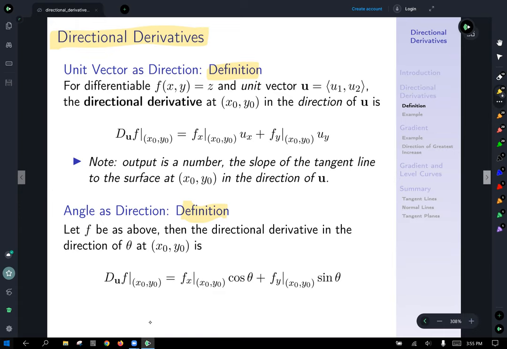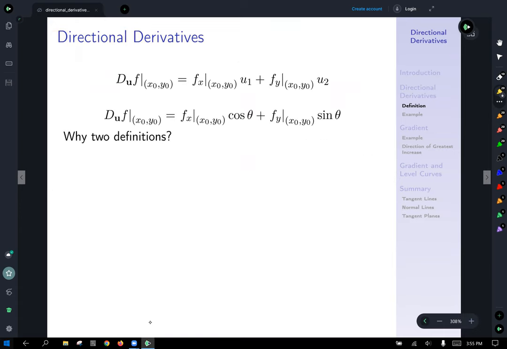So this begets the question, why are there two definitions? They look awful similar. How are they different? Well, they're different like this. Are those things really different?